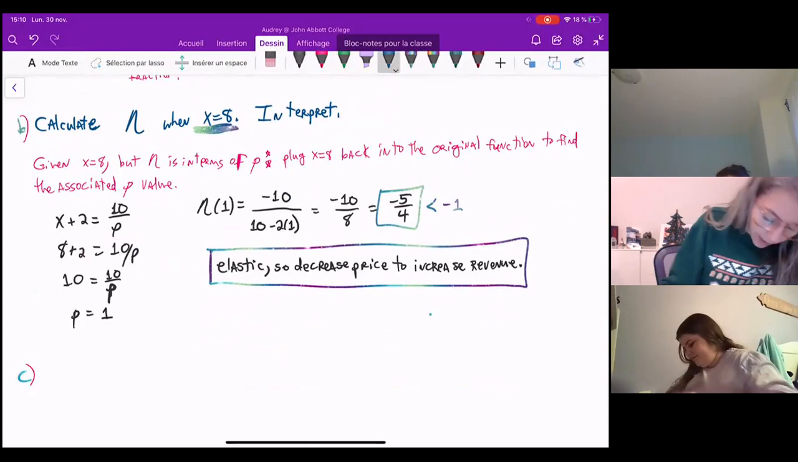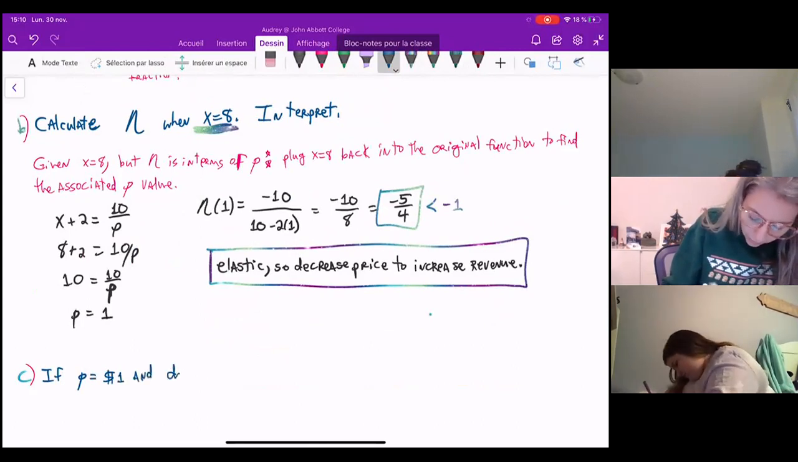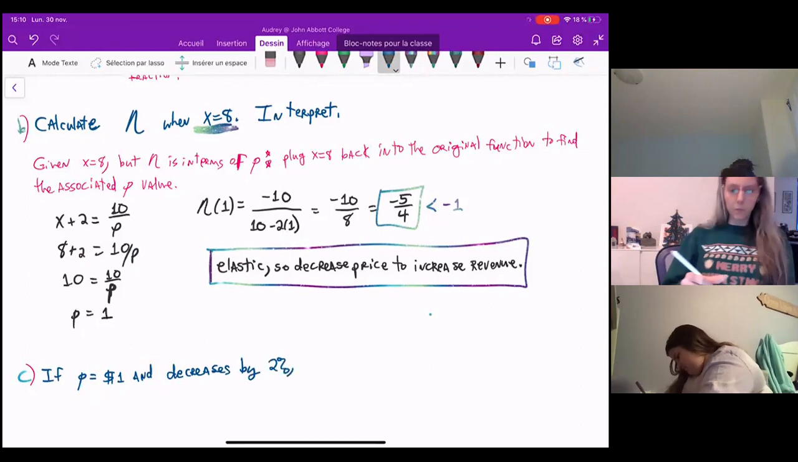So here we'll say that if price is equal to $1 and decreases by 2%, what is the percentage change in quantity?